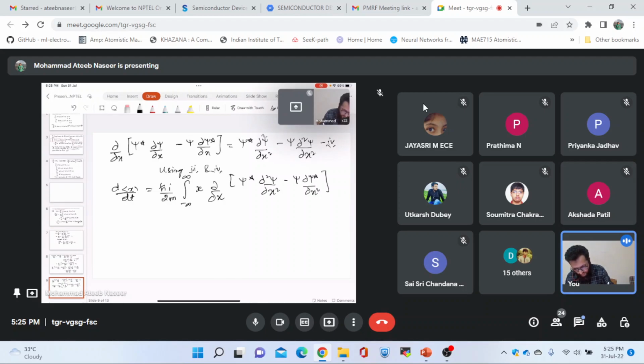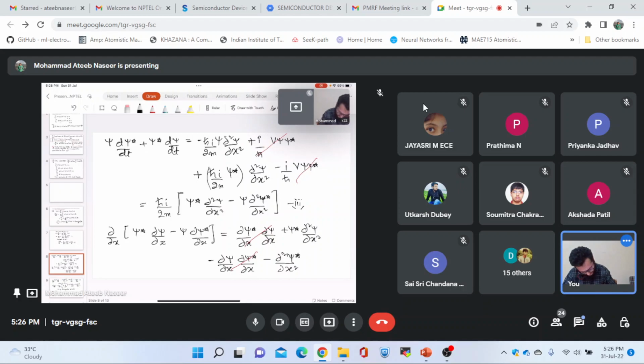Now we have to evaluate this expression as well by simply using integration by parts. We will use integration by parts and integrate it, writing it like this so that it is clear to everyone. We can write it as h bar iota by 2m.